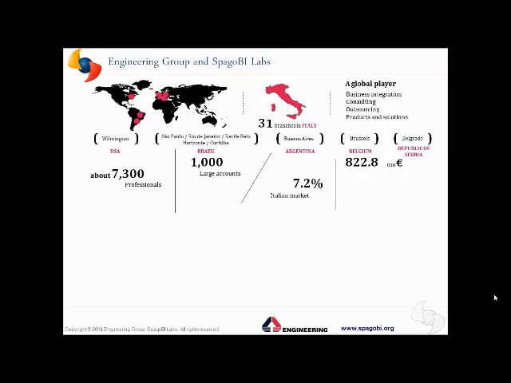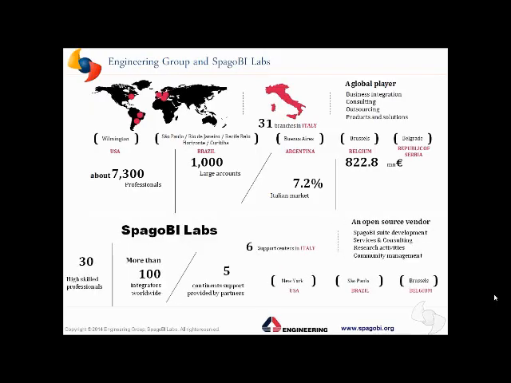Within Engineering Group, we as SpagoBI Labs are part of the research and innovation division. So the company has a division which is devoted to bringing innovation to the market where we work. So innovate through technologies and methodologies and so on. And SpagoBI Labs are a part of this division. So I personally belong to SpagoBI Labs. We are a relatively small set of professionals, but then we have partners and integrators worldwide.